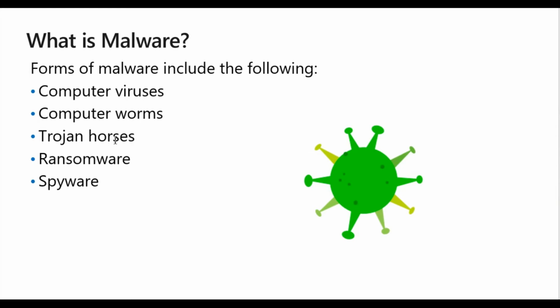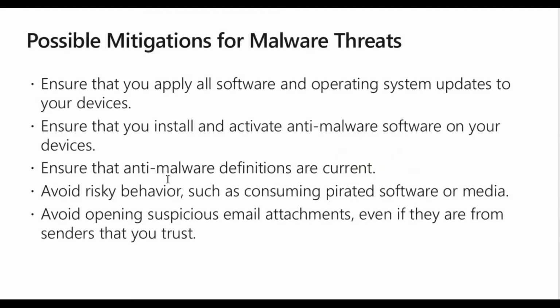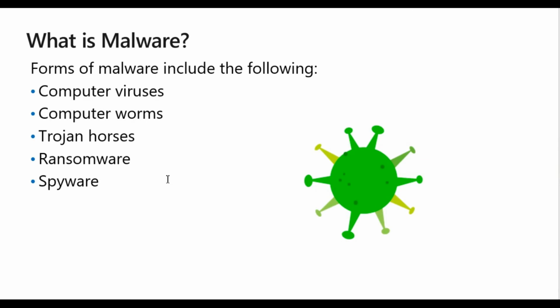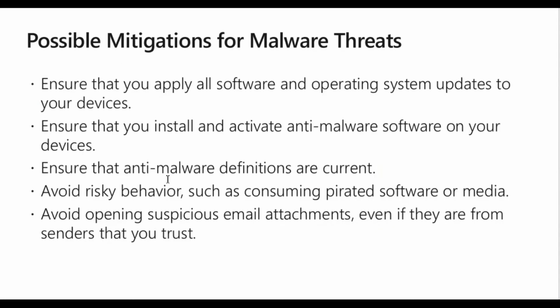So these are all the malicious software types we have, but all of them happen via user interactions. A user normally logs in somewhere and downloads something or installs something, so the user is involved with these systems. Now, possible mitigations for malware threats.